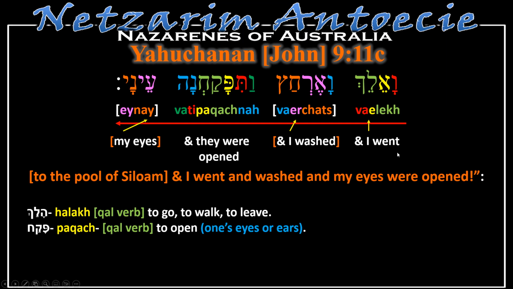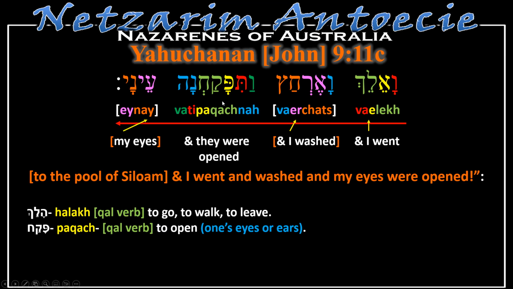And I went. Again, lek is a short form of halak. As we can see down here, that's the root. It means to go, to walk, to leave. And then we have va, er, chatz. And I washed. Again, the same reasoning. The vav reverses the tense. Because normally without the vav, I shall wash. But now it is, and I washed.